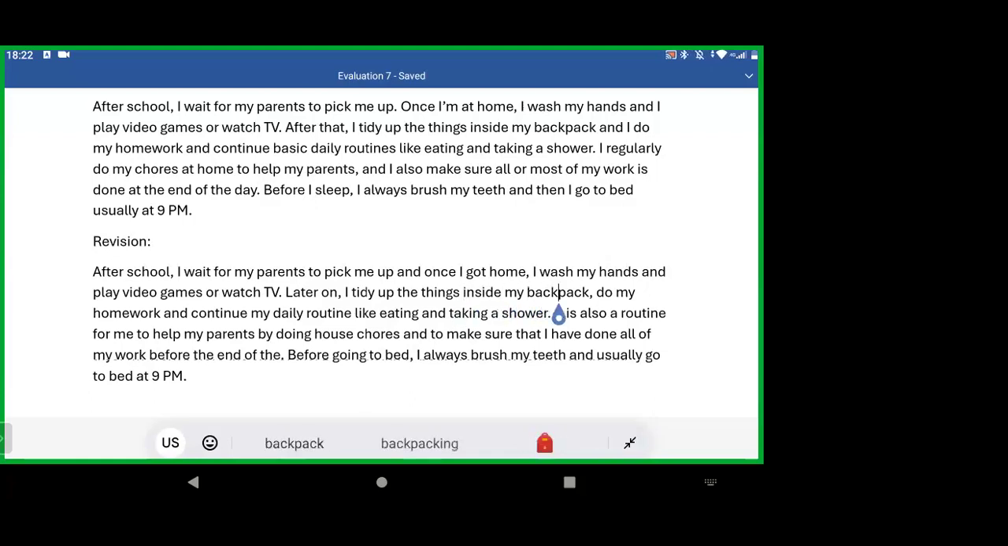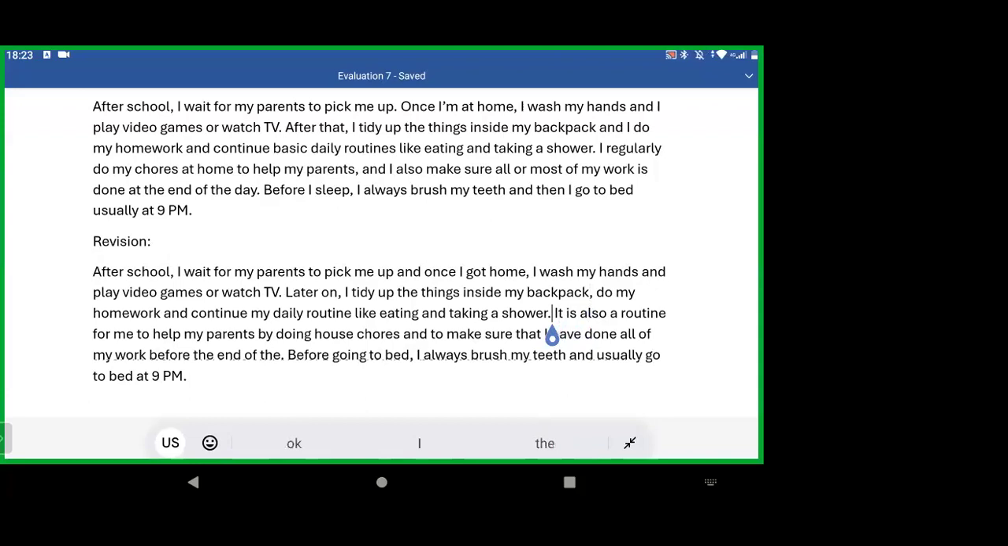So this time, my backpack, comma, instead of just saying homework, you already said the word I. So the subject is yourself, so that's I. And comma, do my homework and continue my daily routines like eating and taking a shower. So that's how I would rephrase that. You're trying to list the things, so you don't have to repeat the word I, since you're still the doer of those tasks. Just trying to make it shorter.